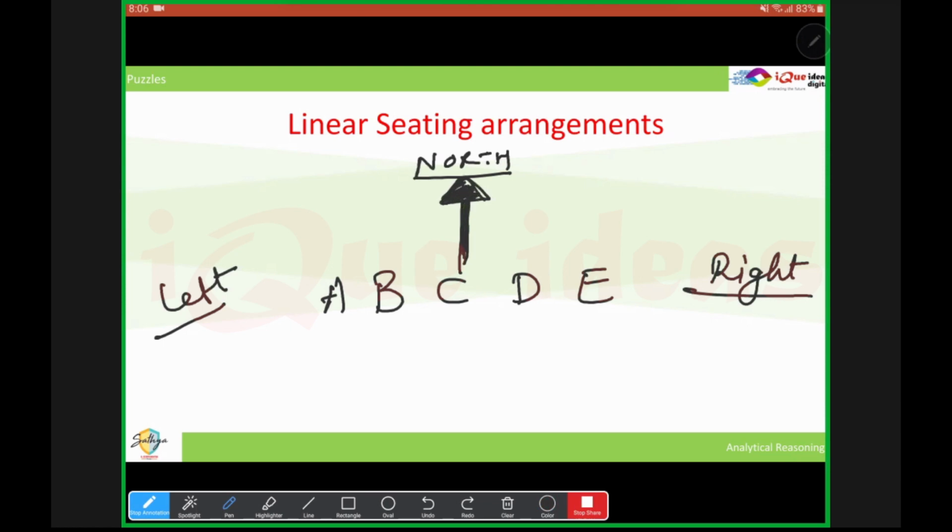So who is sitting on the extreme left? A. Who is sitting on the extreme right? E. Who is sitting to the left hand side of C?